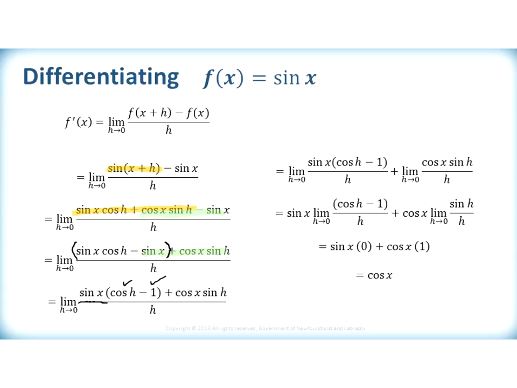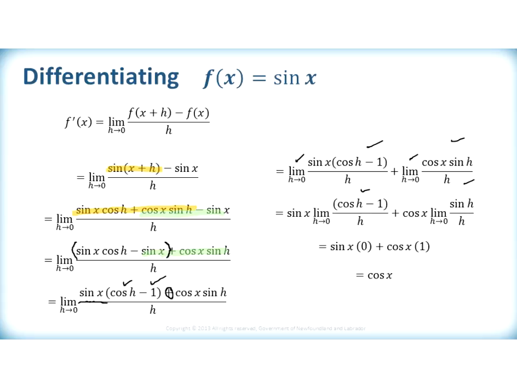So then it's time to start splitting up our limit. Right at this positive sign, I'm going to break it into two separate fractions that are a sum, both with the same denominator of h. Since we have the limit of a sum, we know that that's going to be the sum of the limits. So I've got two separate limits now.